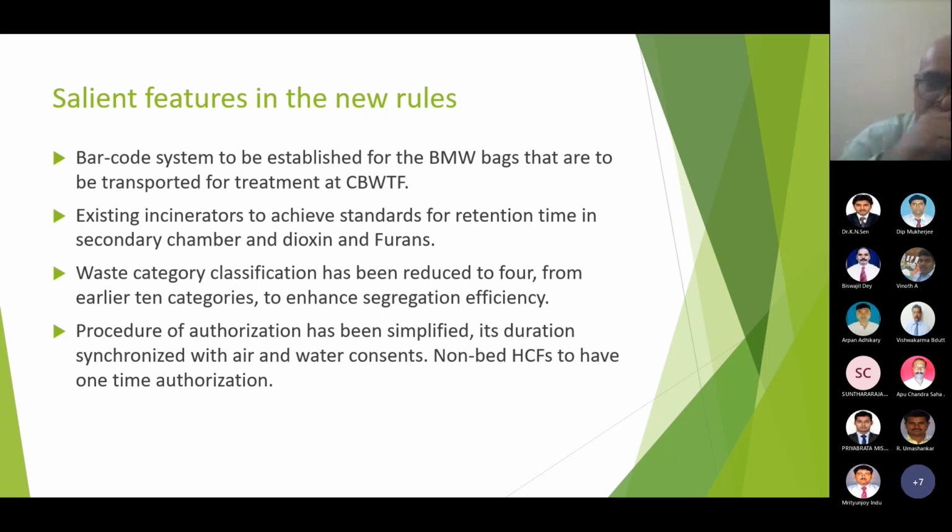See, as I said, the barcode system is a new system that has now been introduced, a very effective one. Incinerator improvements in the standards for the retention time. That is another thing. Waste category simplification and authorization process simplification. These are the key changes in the current rules over the previous rules.